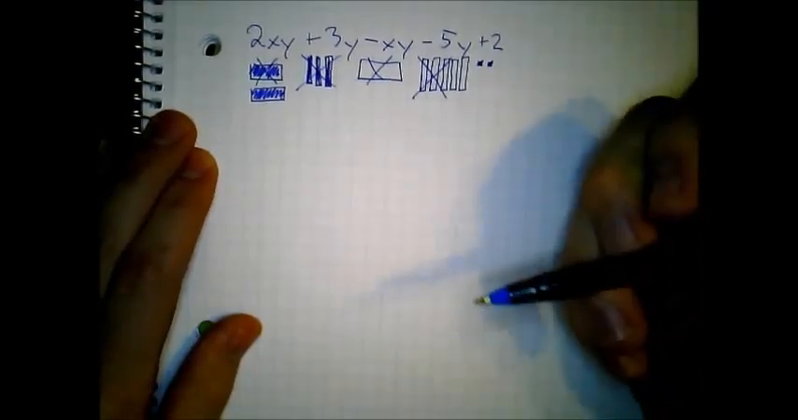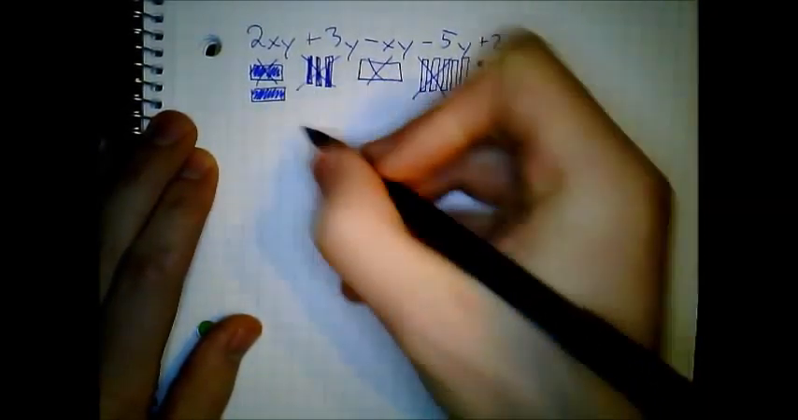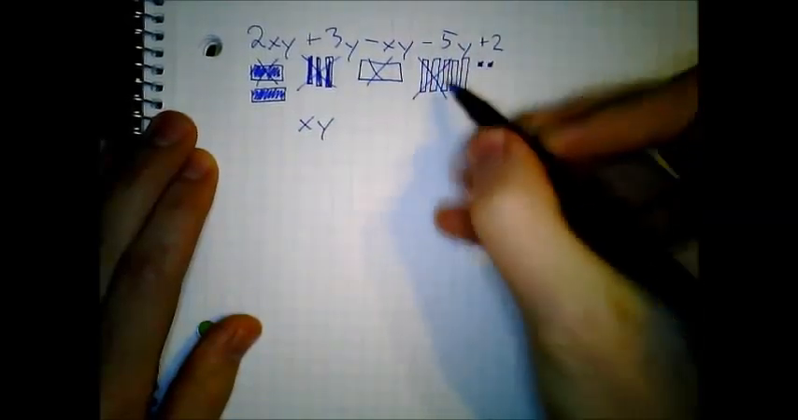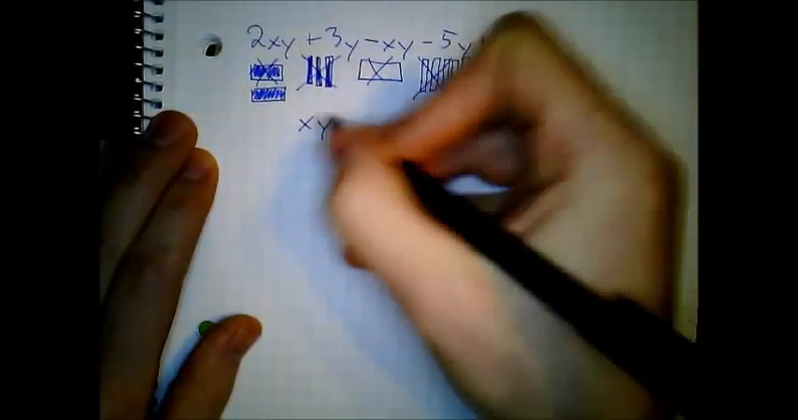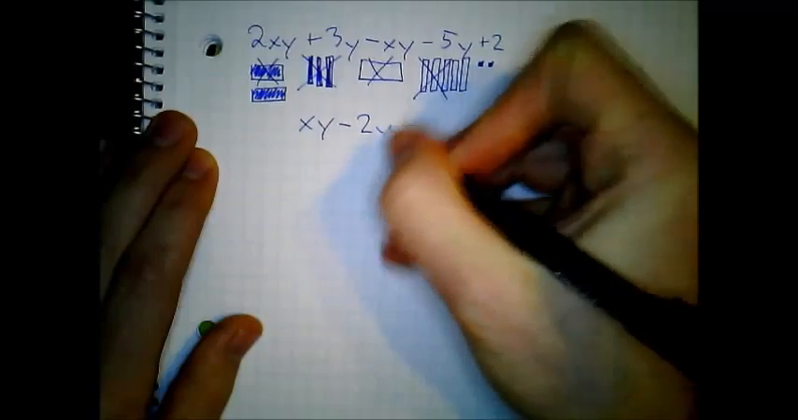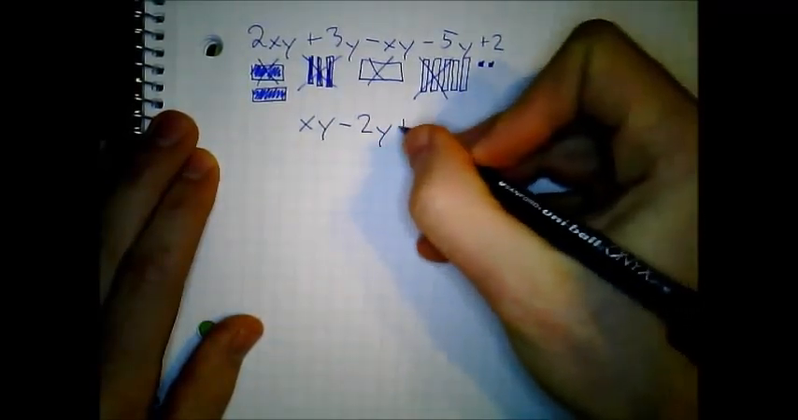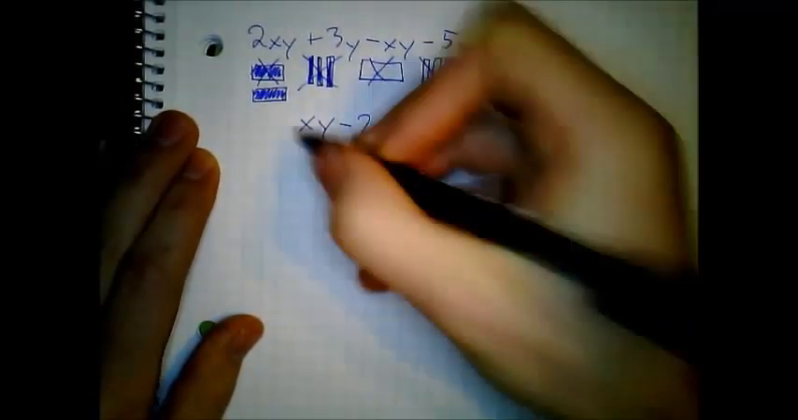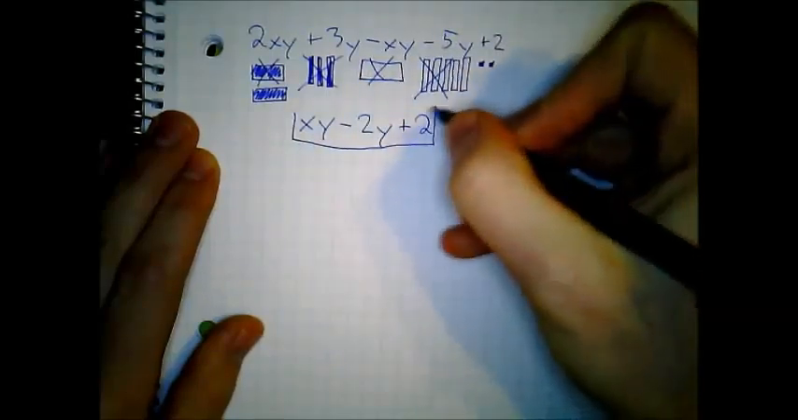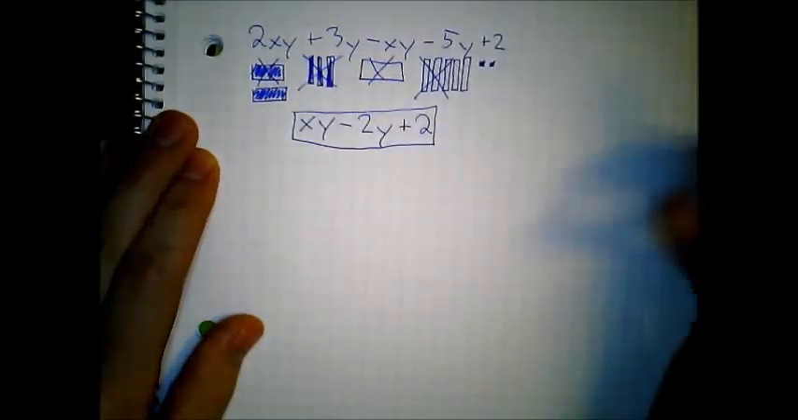So now let's look at what we have left over. So we have our xy tile left over. We have a negative 2y left over. So we're going to just subtract 2y. And we have our plus 2. And this is our simplified expression. We combined our like terms.